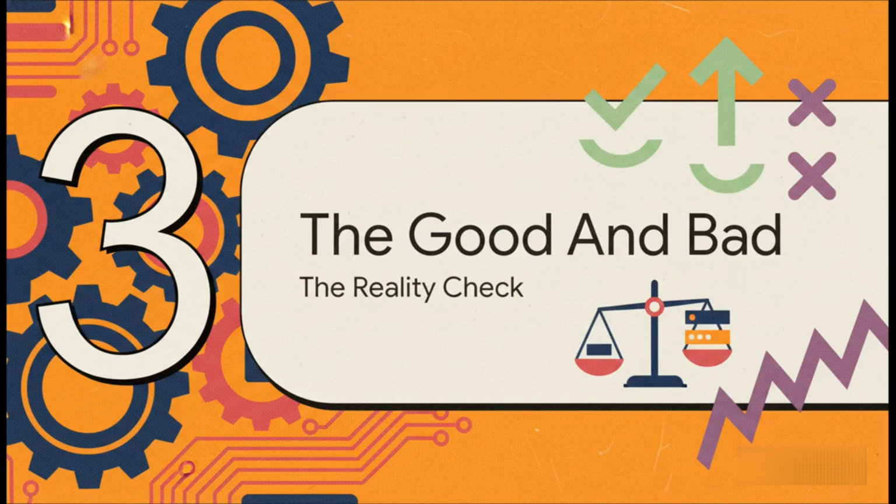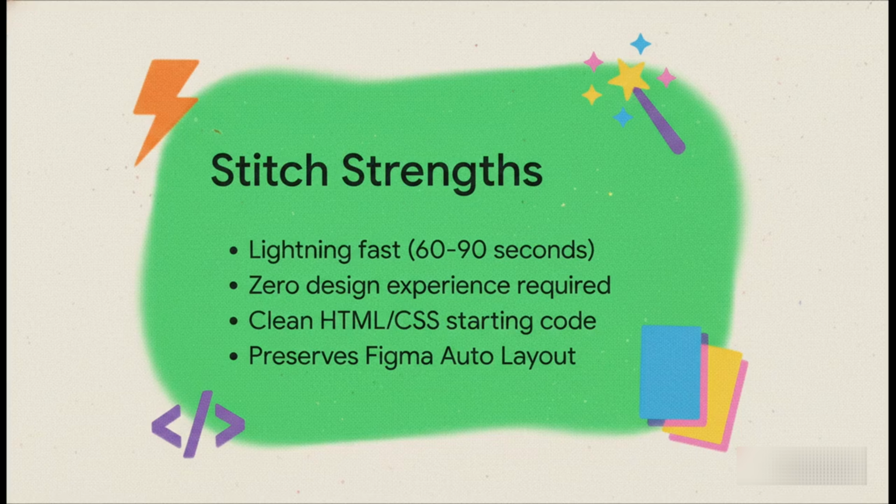Which brings us to section 3, the good and the bad, the reality check. Now, Stitch absolutely shines in a few crucial areas. First off, its speed is just staggering. Taking just 60 to 90 seconds to generate a full screen, that's wild. Plus, it requires absolutely zero design experience. This is a total game changer for solo founders and back-end developers who normally break out in hives the second they open a design tool. The HTML and CSS it spits out is surprisingly clean and really usable as a structural starting point. And honestly, maybe the most impressive technical feat, if you export to Figma, it actually preserves auto layout and nested layers.